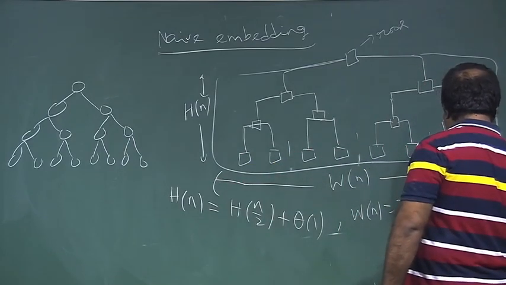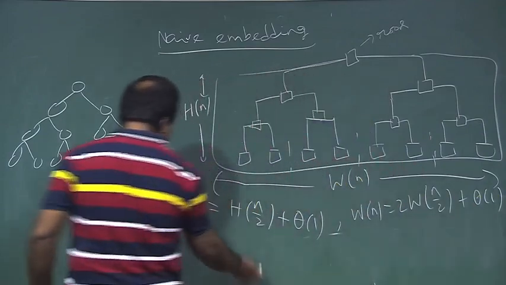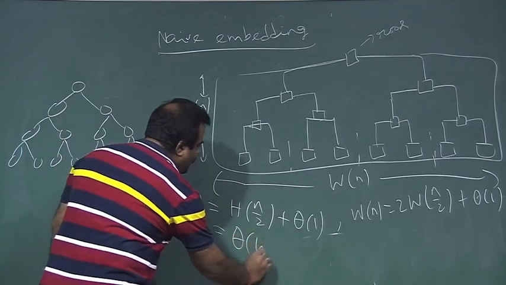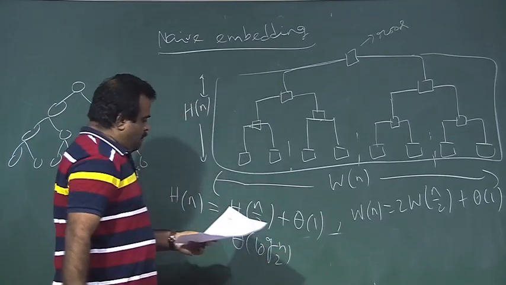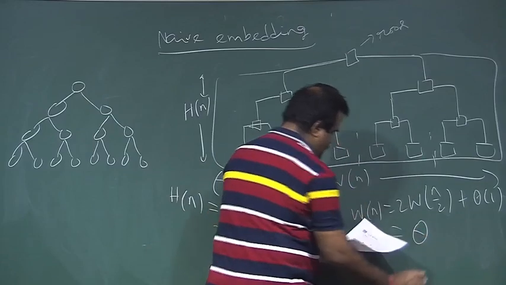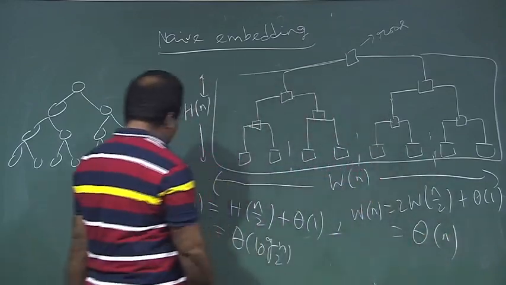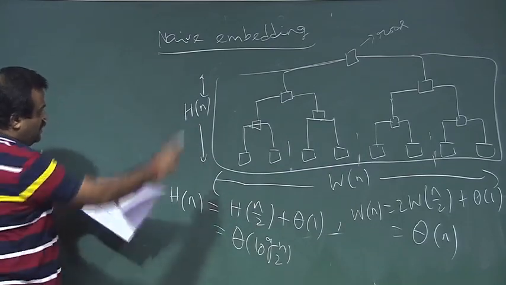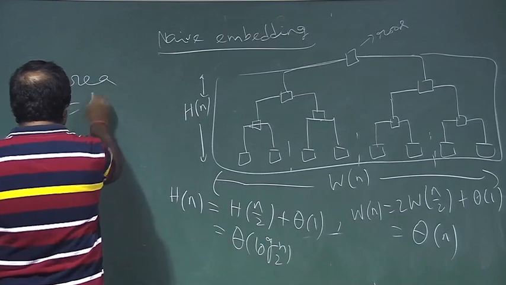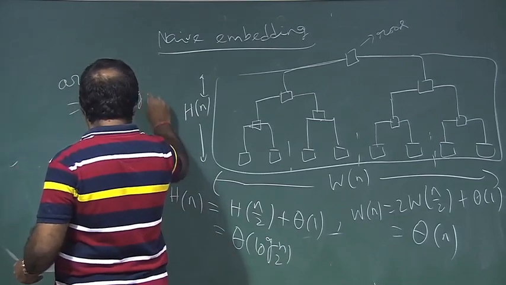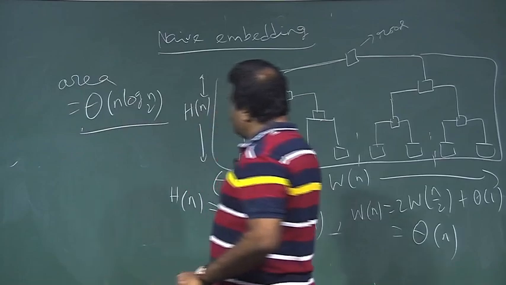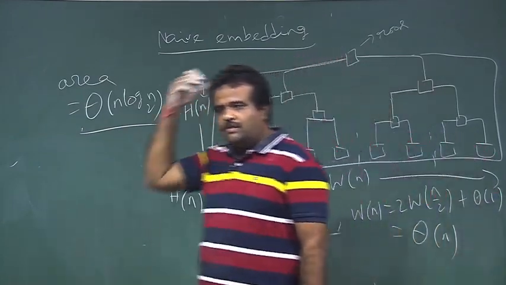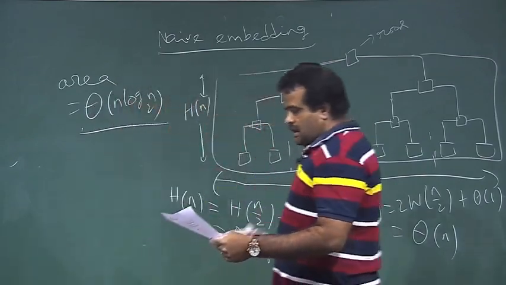So, basically for width we have W n is equal to 2 of W n by 2 plus theta 1. If we use the master method, the height will give us a solution like log n, but the width will give us a solution like n. So, the area is height into width, so the area is order of n log n. So, this is the naive one. Now, we do not want n log n, we want to do it in order of n. That should be the area we want.